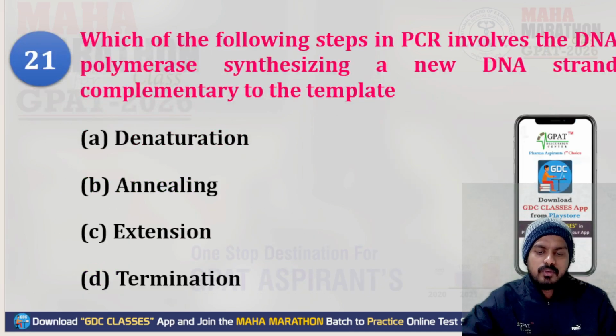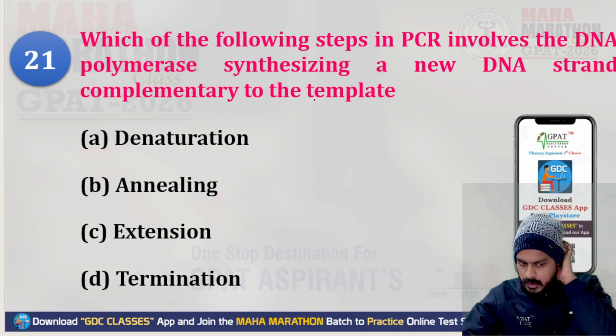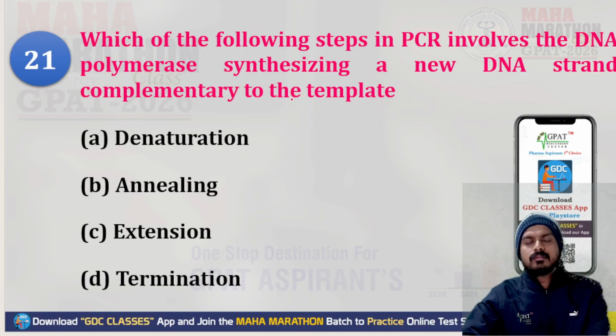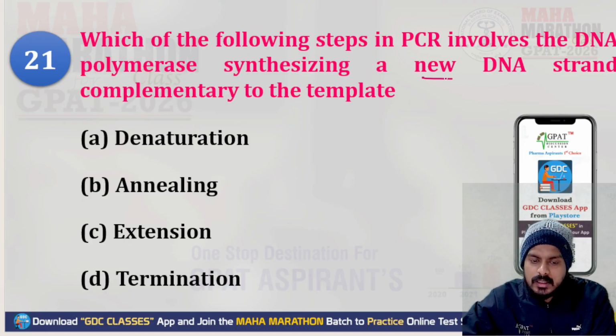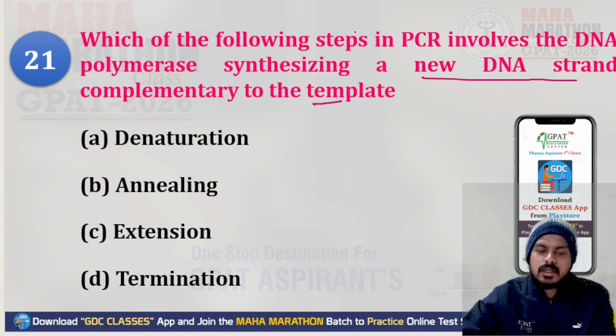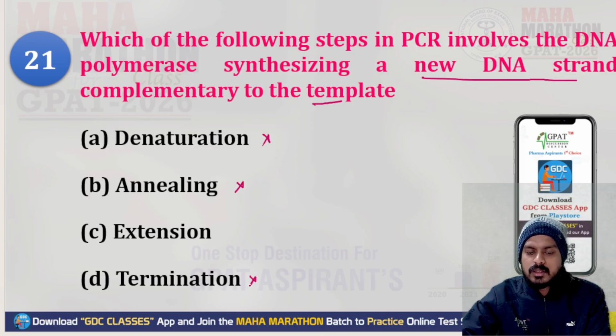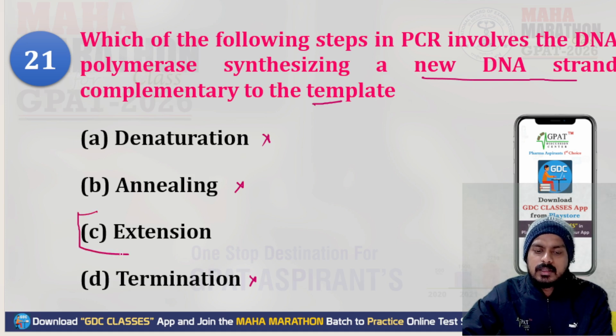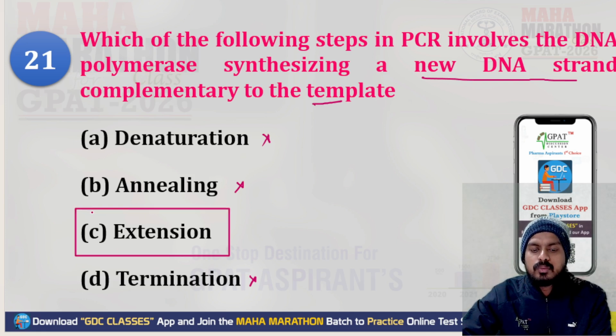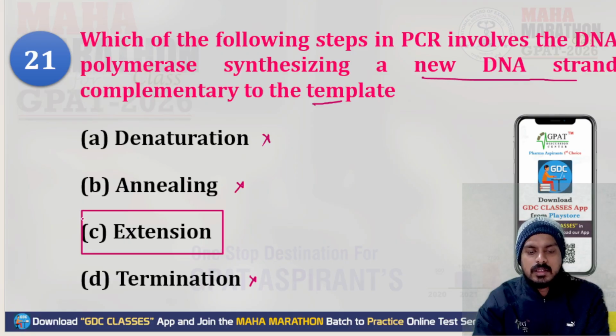Next question. Which of the following steps in PCR involves DNA polymerase synthesizing a new DNA strand complementary to the template? Denaturation, annealing, extension, or termination. We are talking about synthesis of a new complementary strand. Denaturation is a breakdown, so no. Annealing means joining of the primer, so that is also not it. There is no such step as termination. So extension is the step where the new DNA strands are synthesized.